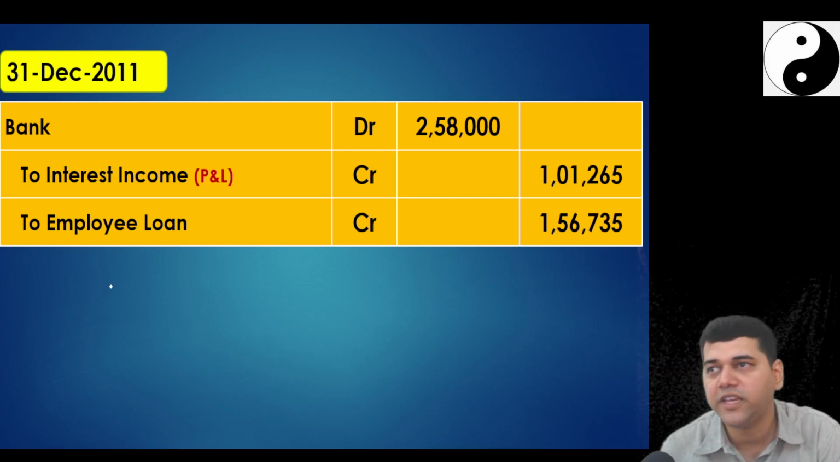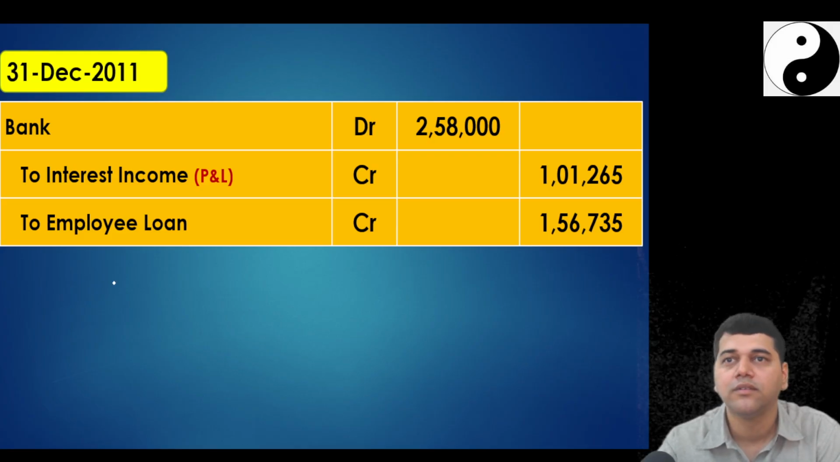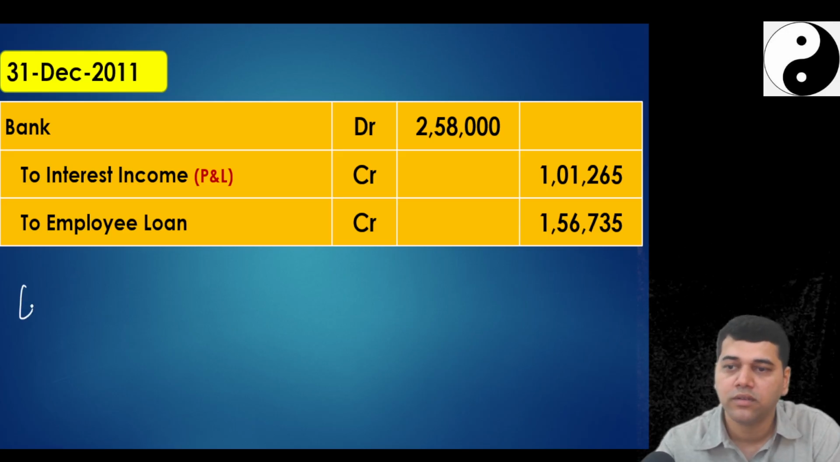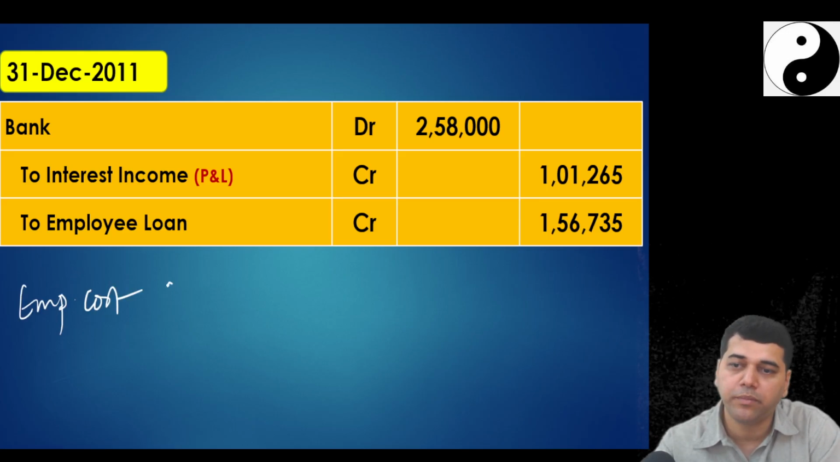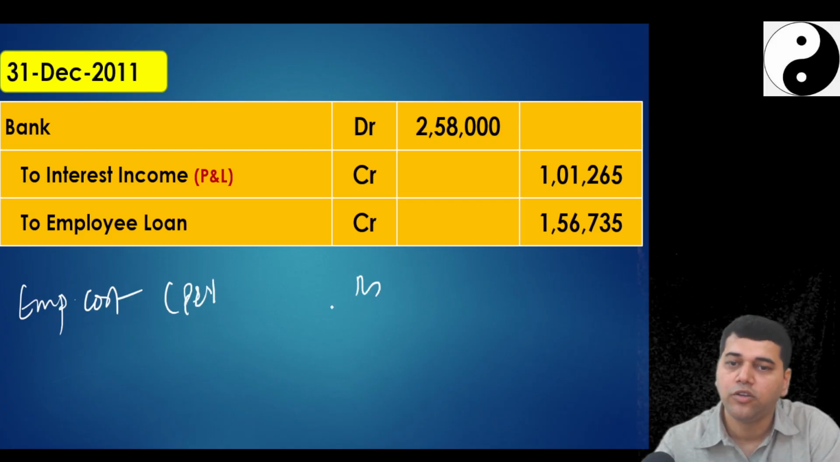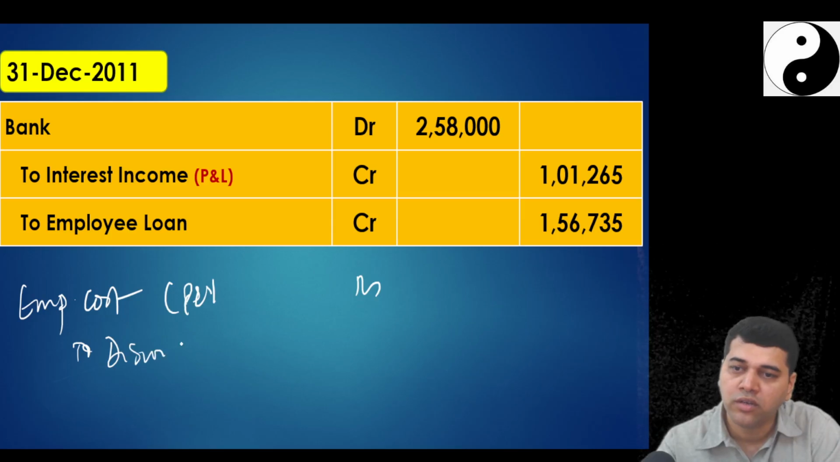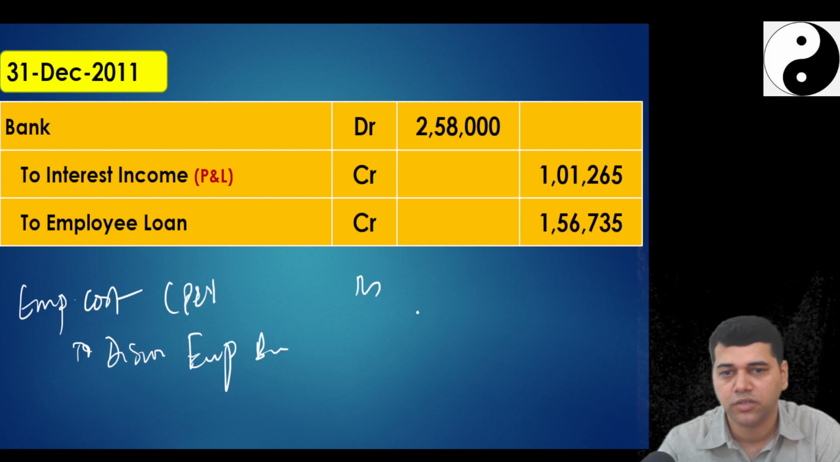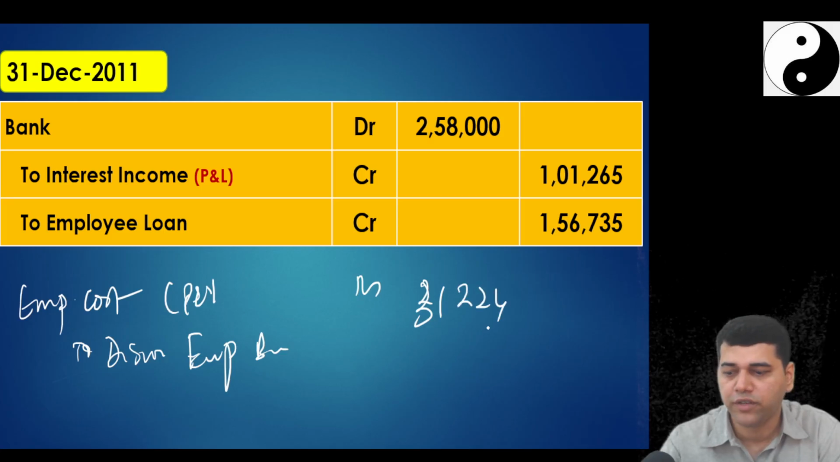Done? Or are there any more entries? Amortization. What is my entry for amortization? Employee cost account debit, P&L, to discount on employee benefits, or discount on employee cost, 31,224.